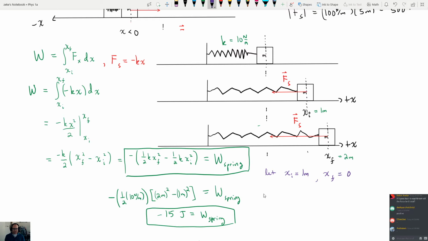All right, so x initial is 1, x final is 0. So we're going to be doing basically the same thing. We'll have negative of 1/2 of k multiplied by, it's final minus initial, right? So it'll be 0 squared minus 1 meter squared. That's going to be the work done by the spring. And yeah, it's going to be positive now, right? Because now we're going to have 1 times 10 times 1/2, but then there's a negative times a negative, so we end up getting positive 5 joules.